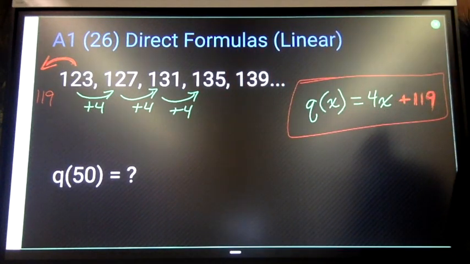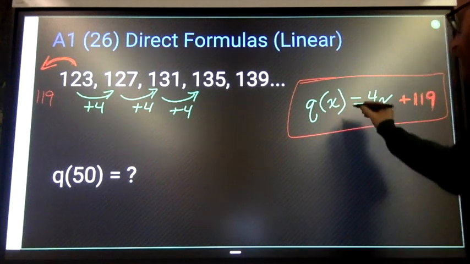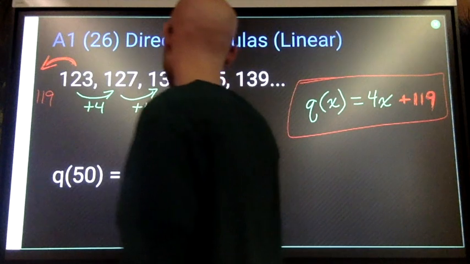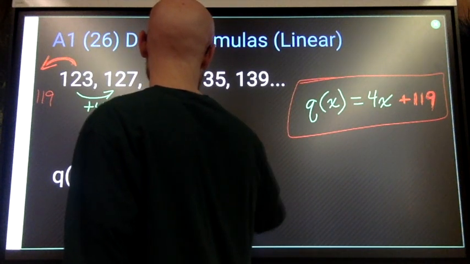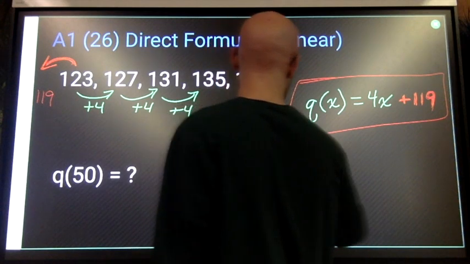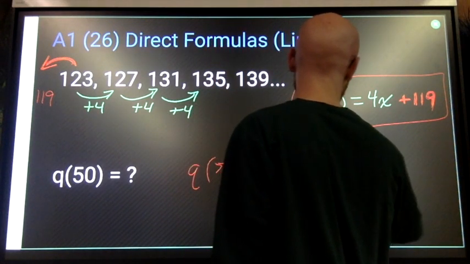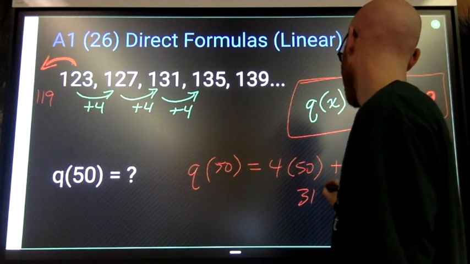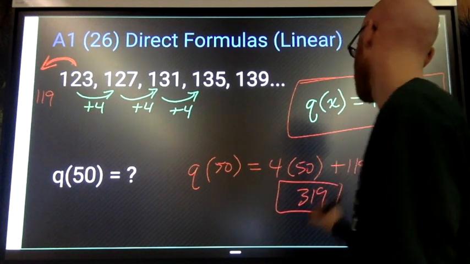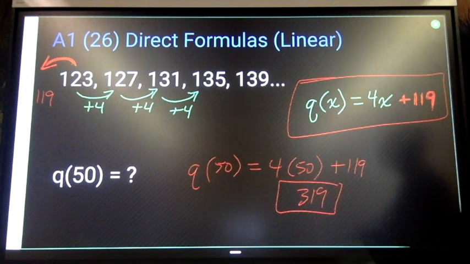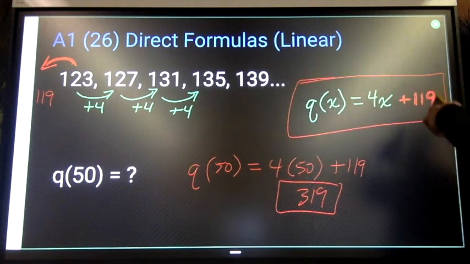Then knowing that, I can say what is q of 50? q of 50 gives me 4 times 50 plus 119, which will be 319. All right, jump immediately to the answer without having to count all the steps in between.